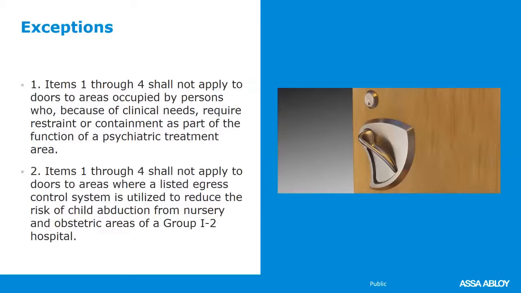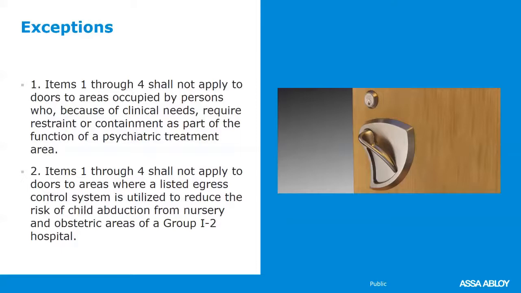Also, items 1 through 4 shall not apply where it's part of a child abduction or infant abduction system as part of a nursery and obstetric area as part of an I2 hospital. Again, items 1 through 4 don't have to be fail-safe. It doesn't have to tie into the fire alarm system. So you are actually locking the door on the egress side. All clinical staff must carry a key or credential.